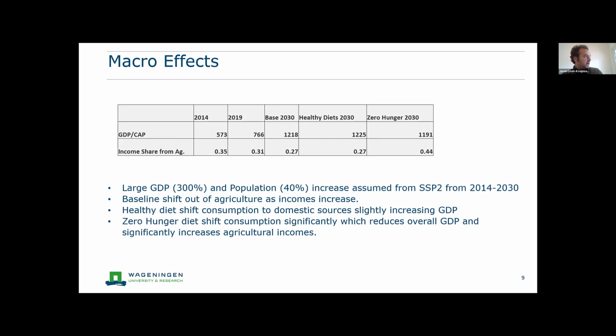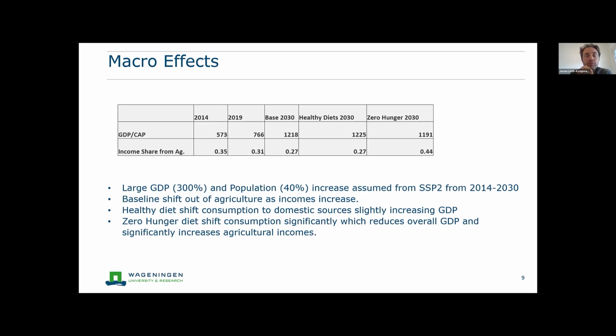So this SSP2 scenario is quite a few years old already. In the meantime, there's a civil war happening in Ethiopia. In the meantime, there's political unrest in Ukraine, which can affect food prices. So something I want to throw out there is, does it even make sense to project this out to 2030 and then impose these diets on 2030?